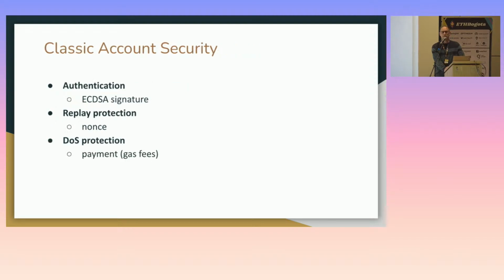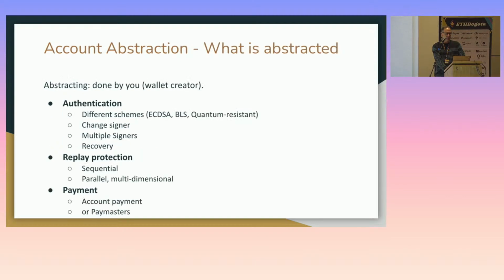Okay, first of all, before we do account abstraction, as I said, it's for doing for security. What is the basic account security? Account security does three things: authentication, replay protection, and DOS protection. Those gas payments we're paying, they're the mechanism used by the system for DOS protection. They're not just fines. And when we say account abstraction, what we basically abstract is all of these.